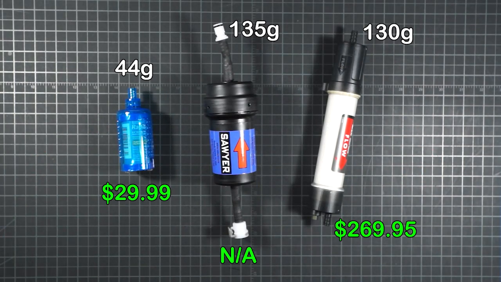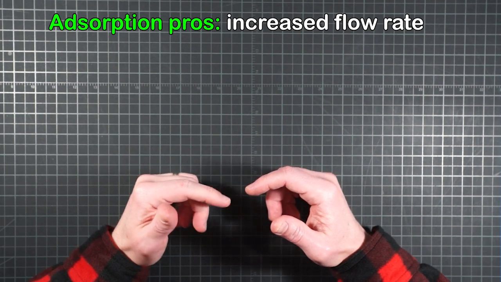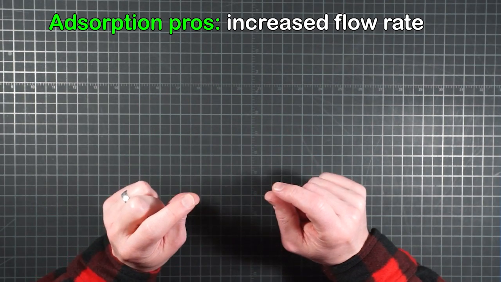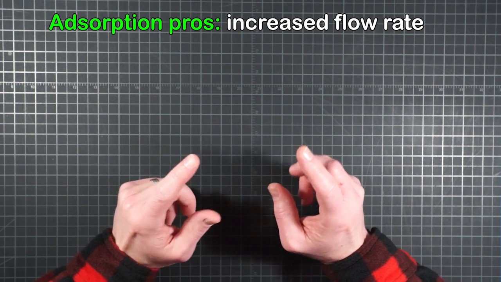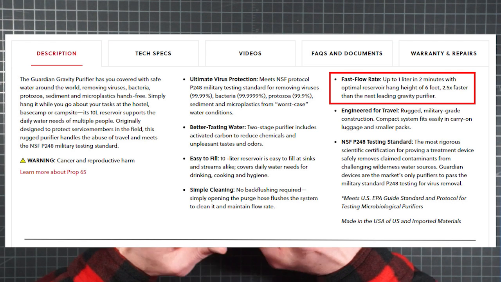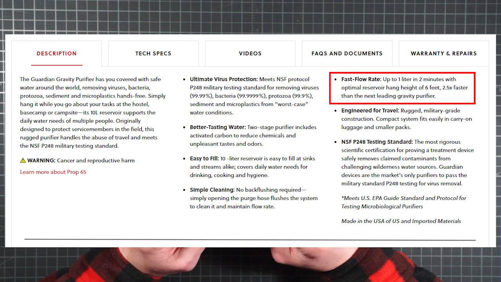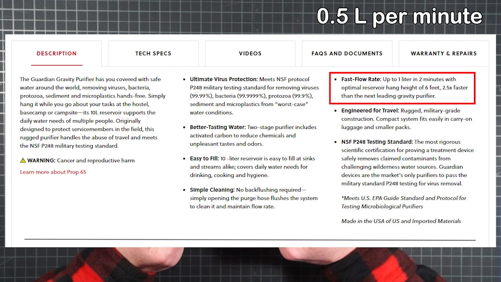Along with that follows cost. Also, since adsorption elements don't rely on extremely tiny pores the way size exclusion filters do, their flow rates can be substantially higher than ultrafilters. MSR makes a Guardian gravity system with a 10-liter bag, and they specifically brag about its fast flow rate, which they say is 2.5 times faster than the next leading gravity purifier. And that rate is 1 liter in 2 minutes, or ½ liter per minute.